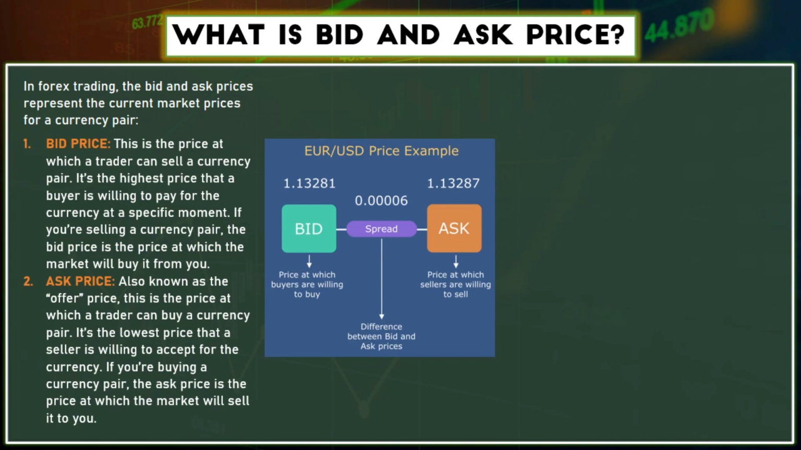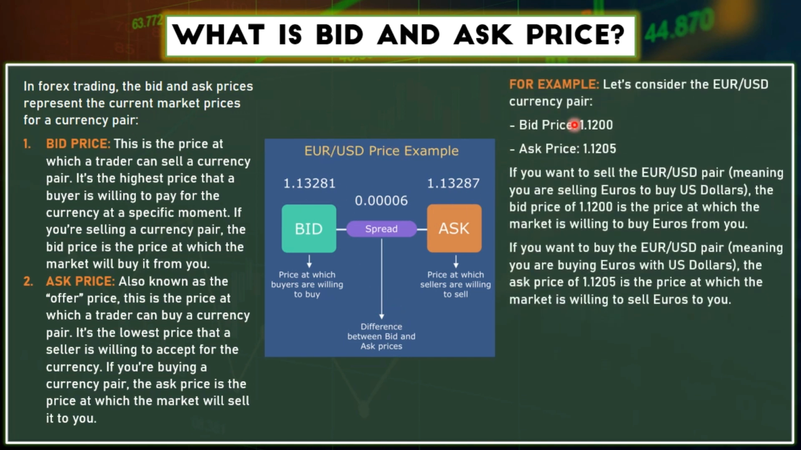So here is a picture describing what I'm saying, the bid and ask price. Imagine this is the bid price, the price at which buyers are willing to buy from you. This is the ask price, the price at which the sellers are willing to sell to you. Then the difference between these two prices, by the time you subtract one from the other, is what we call the spread.